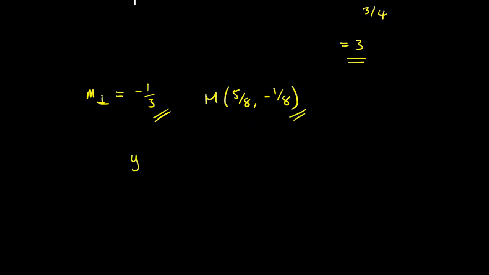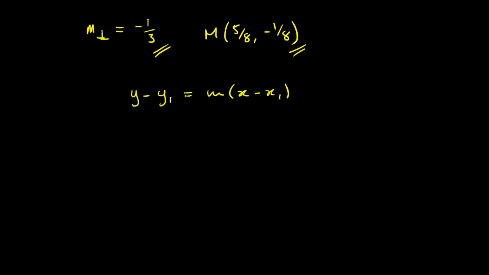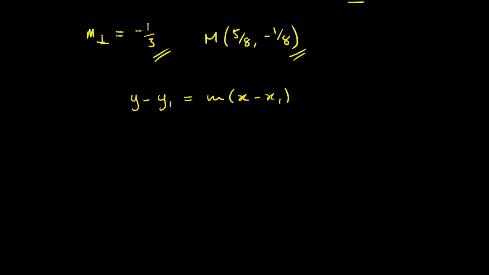And the way we do that is y minus y1 is equal to m(x minus x1), where m is the gradient and (x1, y1) is the coordinate point. So let's substitute in: y minus an eighth, so y plus an eighth, is equal to m, which is negative a third, times (x minus 5/8). And that's the equation of the perpendicular bisector.